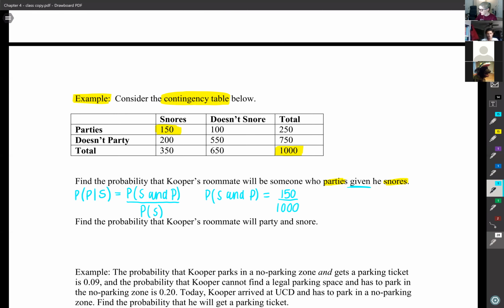Okay. Next, I need the probability of S. This is just the probability that someone snores. Well, I have 350 total people that snore over 1,000 total. So this is equal to 350 over 1,000.